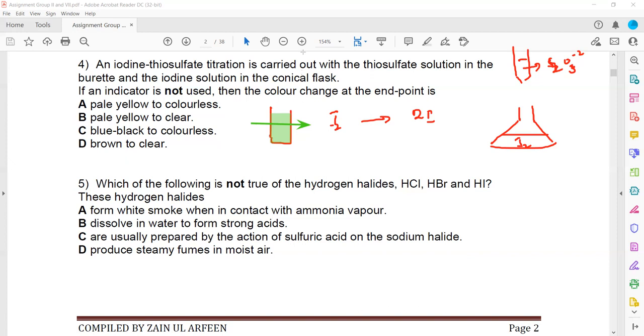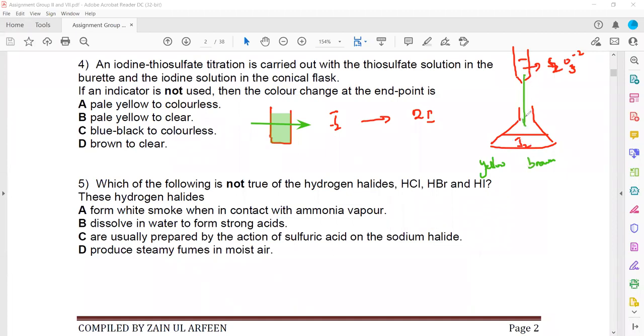So in the question they're asking, if an indicator is not used, then the color change. So first thing we have to identify, in the presence of iodine it will be yellow, or if brown is acceptable, but orange is also there. It depends on the concentration. Low concentration yellow, high concentration brown or orange, both acceptable.